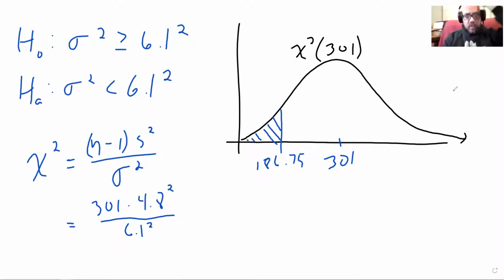So I'm actually expecting, well, we'll see what the p-value is here. Actually, 4.8 seems like it's a long way away from 6.1. And 302 is a pretty big sample size. So I'm expecting to be able to detect this difference, and I'm thinking that the p-value is likely to be pretty small. But let's go have a look.